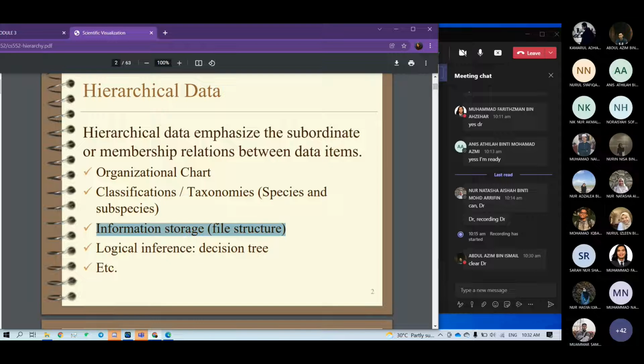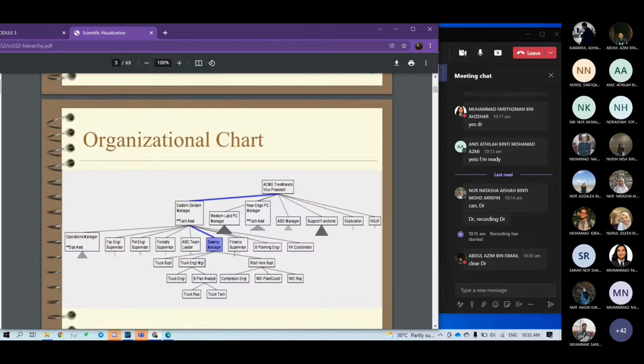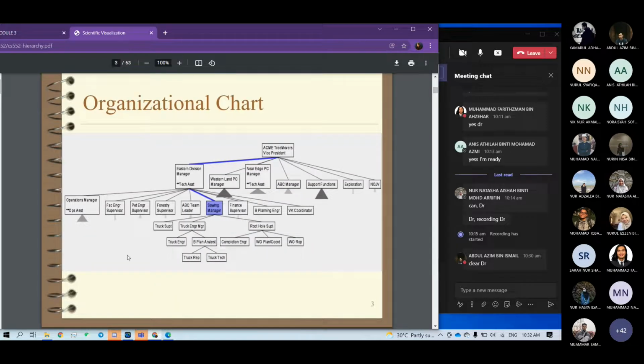And then the logical inference, decision tree, etc. Organization chart, there's an example of an organization chart. You see, they have more information here, the triangle here, not just a normal one. Got triangles. Triangles surely show something. Dark triangle, light triangle, bigger, small. If you see the line here, it means this is in focus. We focus on this.